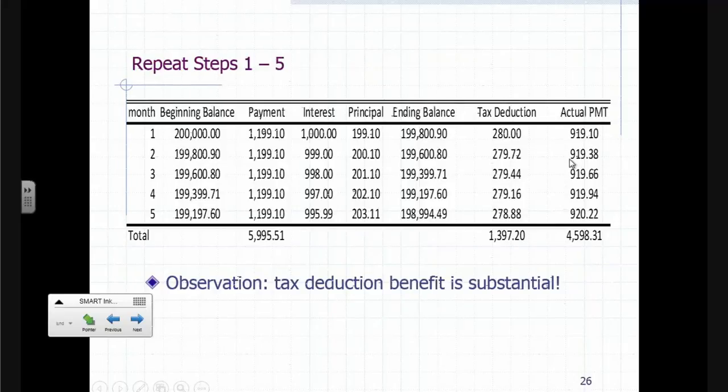You can see the tax deduction will decrease over time, because your interest portion decreases over time. So that's why your tax benefit will decrease. The marginal tax rate is still the same, but because the interest payment decreases over time, that means your benefit will decrease. So your actual payment will increase. Anybody can see that, right?